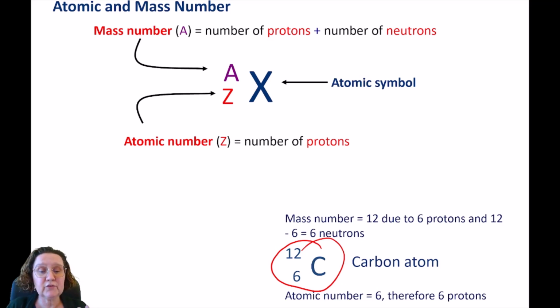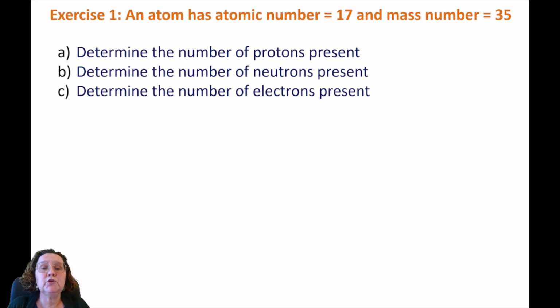From my atom, I can tell what type of element it is and how many protons, neutrons, and electrons it has. So now I'm going to ask you to stop the video and do this exercise. If you have an atom that has an atomic number 17 and a mass number 35, can you determine how many protons, neutrons, and electrons it has? And if you have a periodic table near you, which element am I talking about?